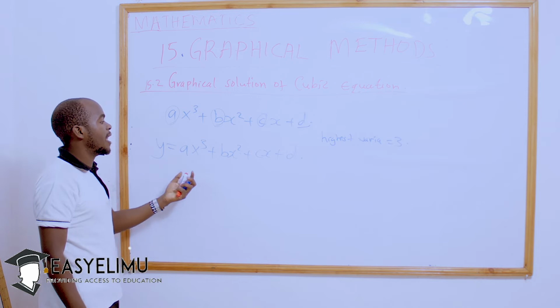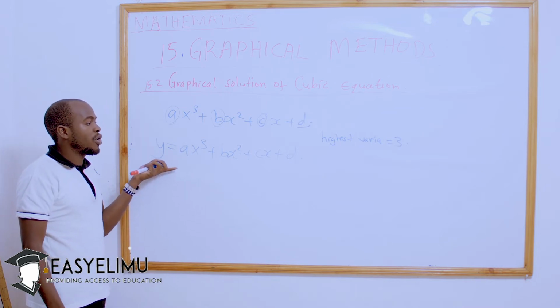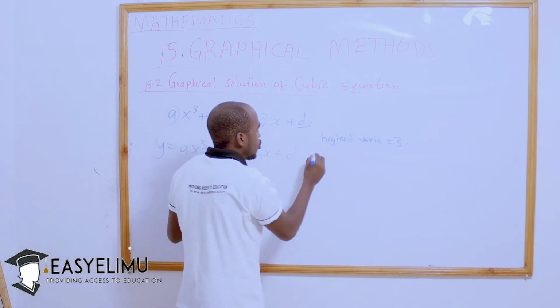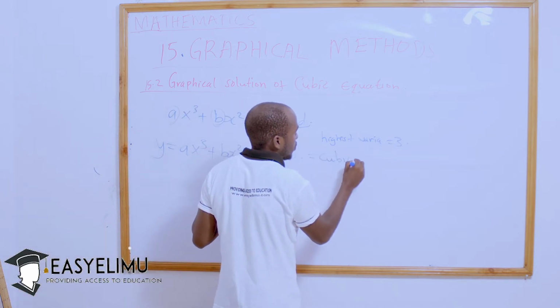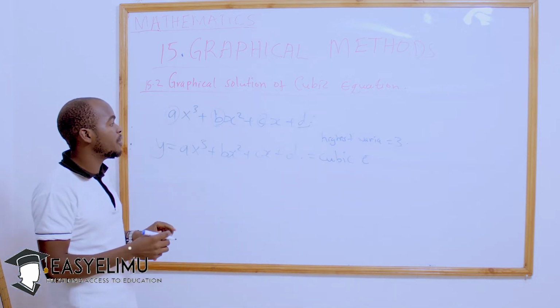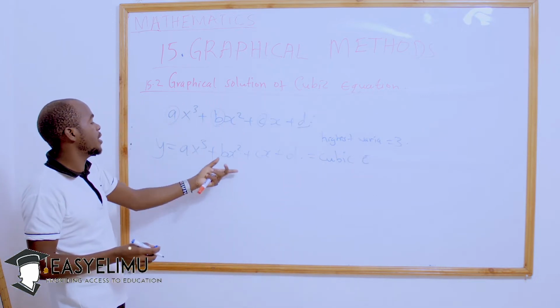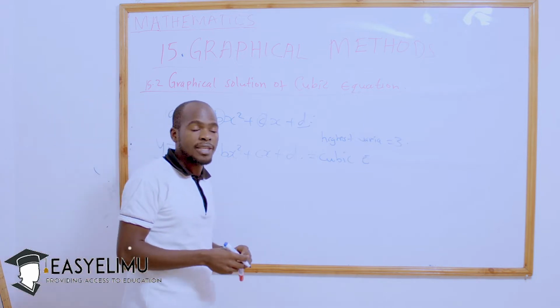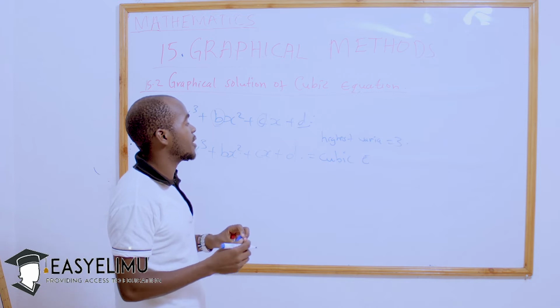Now if you find another function like this, no, this one here is a cubic equation and this one is a cubic expression. That's the difference between the two. This one is equated to something, that is to y, and this one is just an expression. So the two are differentiated that way.